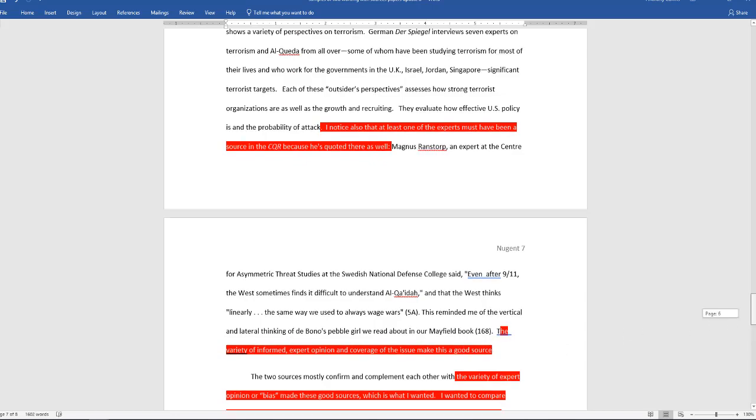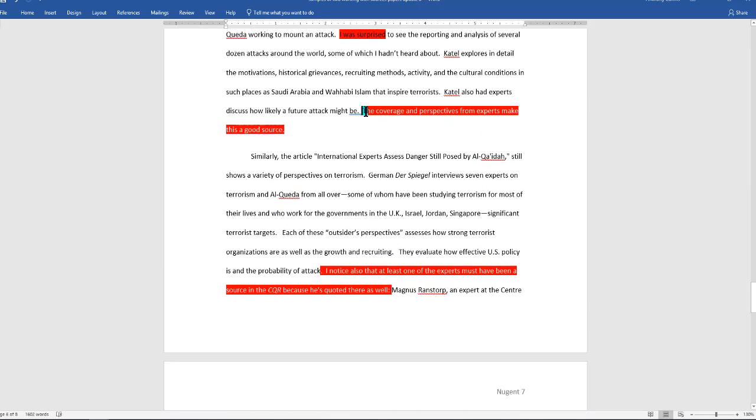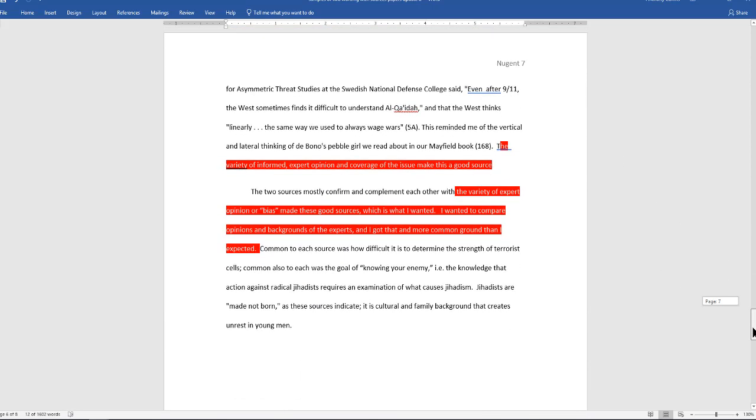This is what this student's looking for. Look at this, it is derived from his two views of these two sources. And so he's going to tell me more about that. The two sources mostly confirm and complement. Complement not in terms of saying, oh, you're great looking today, but complement in the sense that they add to each other, like complementary angles, with a variety of expert opinion or bias.